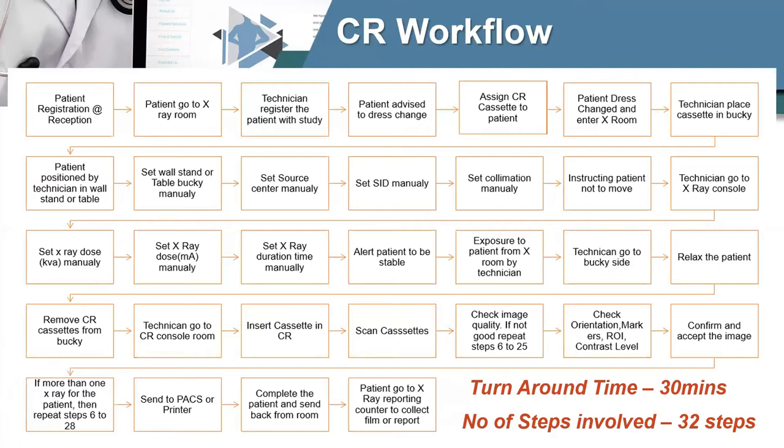This is the typical workflow pattern in a CR, where the patient is registered, taken to an X-ray room, and whatever part is required is exposed. You could see all the steps here: you set the collimation, and then you take the patient, ask the patient to relax, take the cassette and go to the room where you have a digitizer, put the cassette in the digitizer, read the image, see whether the image is properly done or not, then you ask the patient to leave. So this takes around 30 minutes, and the number of steps involved is 32. Next.